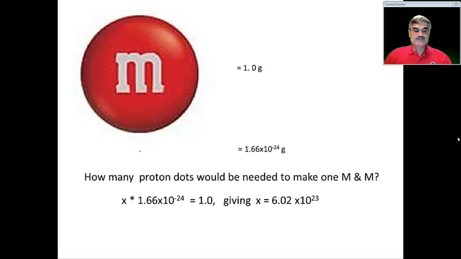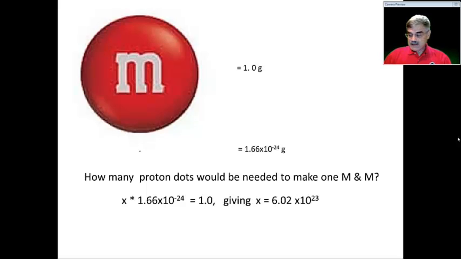To do the math, quite simply, you say that you need X, the number of these proton dots. X times the mass of an individual one, 1.66 times 10 to the minus 24th, would be equal to 1 gram. So you solve for X, and X turns out to be a very large number, as you might guess. You need a very large number of these elementary particle dots to build up an M&M: 6.02 times 10 to the 23rd.